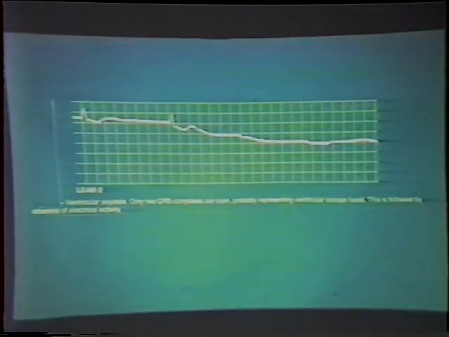Again, asystole. It's a very high type of third degree heart block. Nothing's coming in to escape. No nodal escape, no ventricular escape, just asystole.